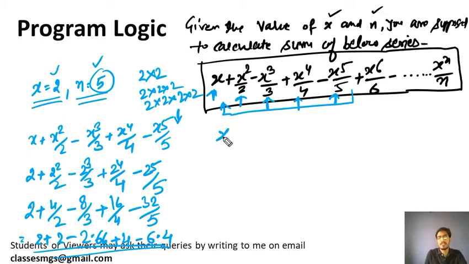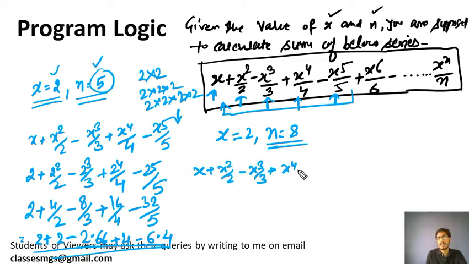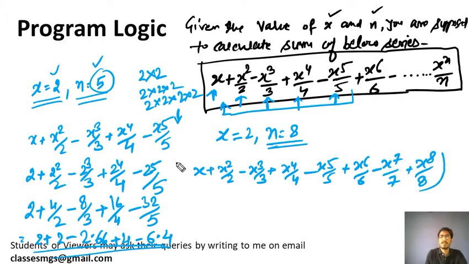Let's suppose x value is given, let's suppose 2, and n value is given, let's suppose 8. Then how will this series be solved? Up to the nth term we need to add. So x plus x square divided by 2 minus x cube divided by 3 plus x4 divided by 4 minus x5 divided by 5 plus x6 divided by 6 minus x7 divided by 7 plus x8 divided by 8. Up to 8 terms we need to solve.